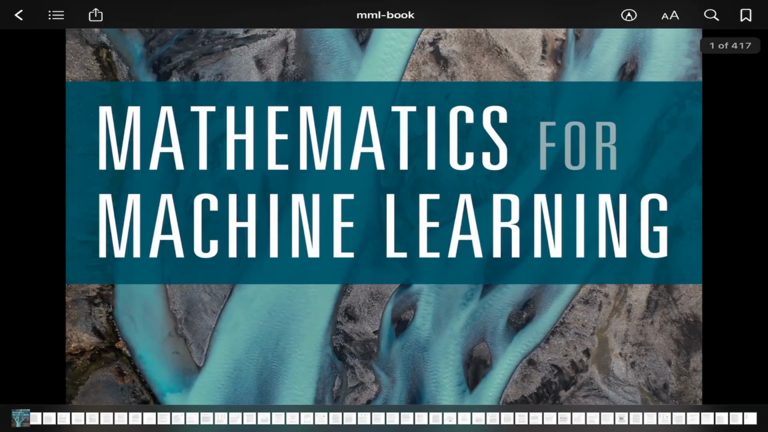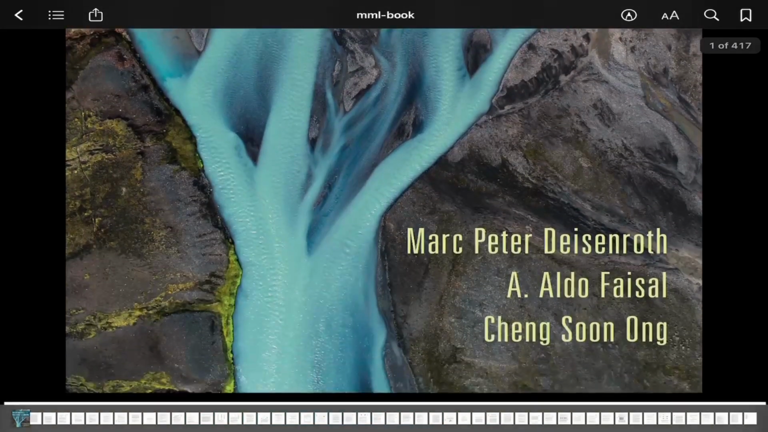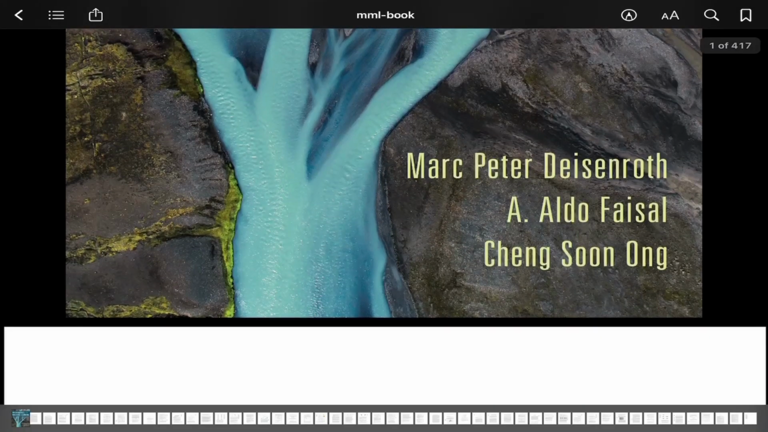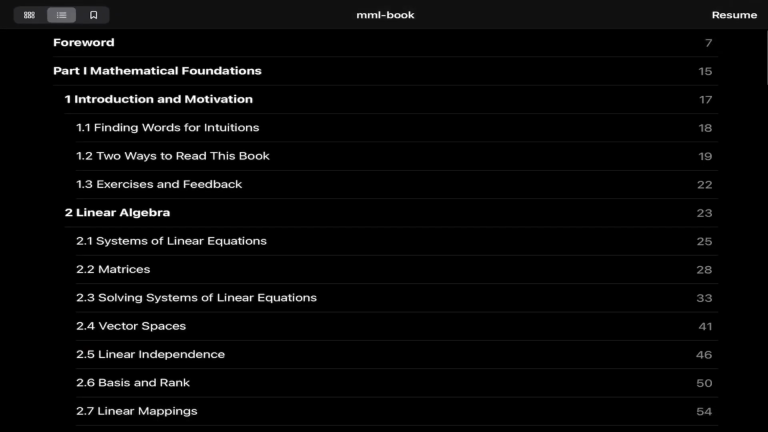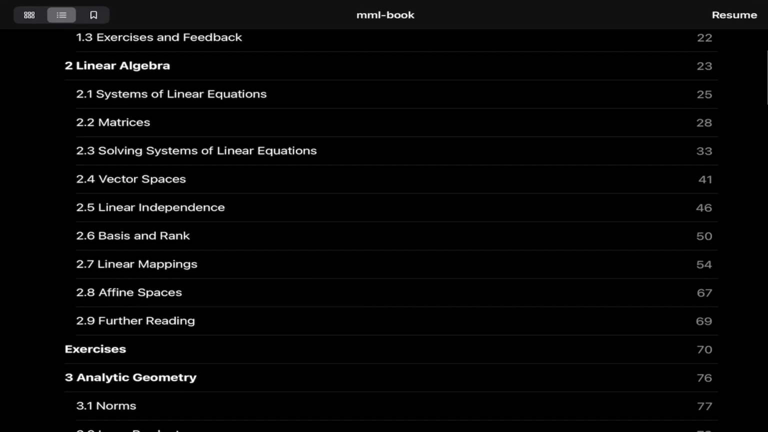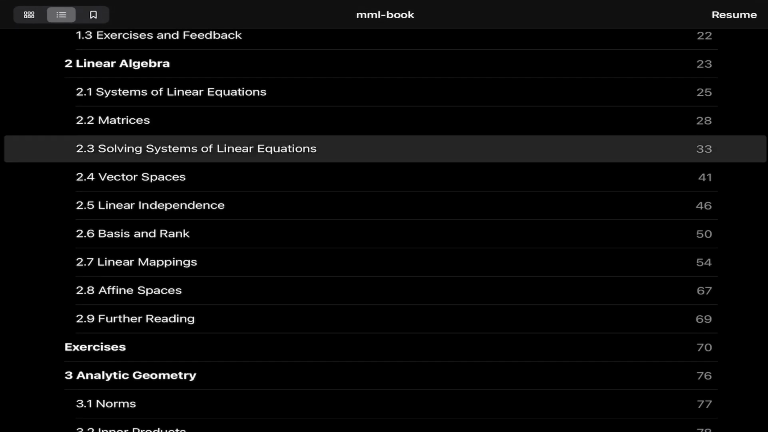Welcome back to my open learning session where I'm going to catch up with deep learning using this book called Mathematics of Machine Learning. It is an open MIT book. The link is in the description. So today we are going to look at transformations.